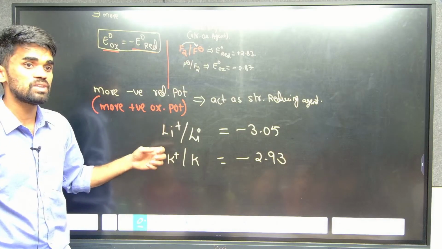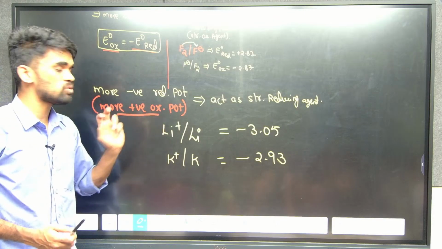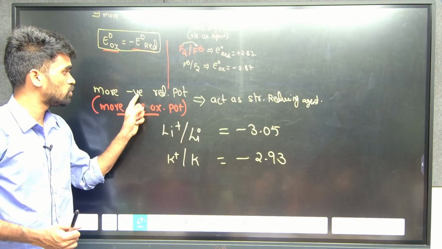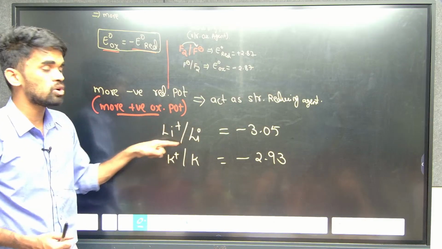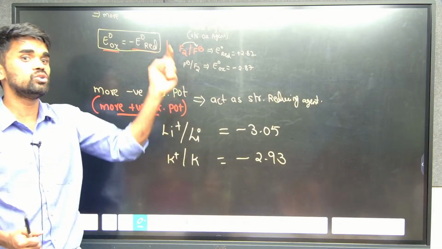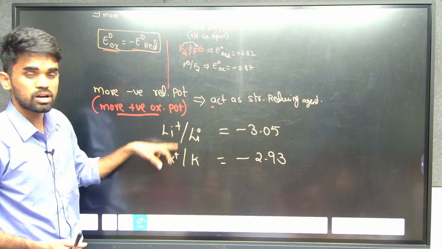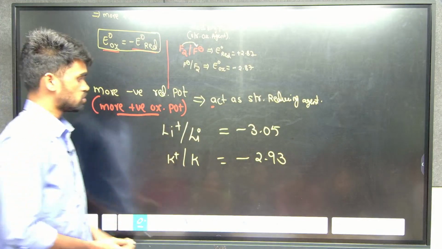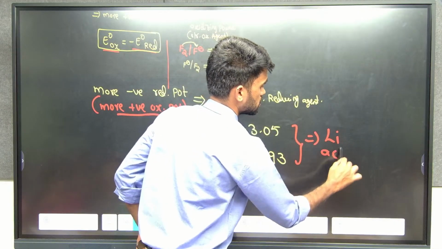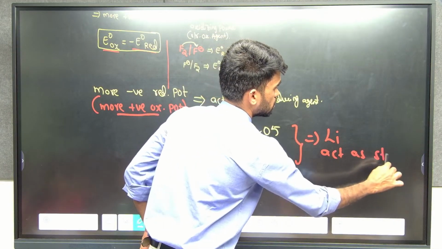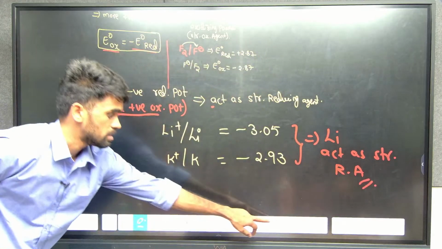So which species will undergo oxidation easily? The one having more positive oxidation potential. So lithium undergoes oxidation easily and reduces others. Which acts as a strong reducing agent out of these two? Lithium. So lithium acts as a strong reducing agent. Remember these lines.